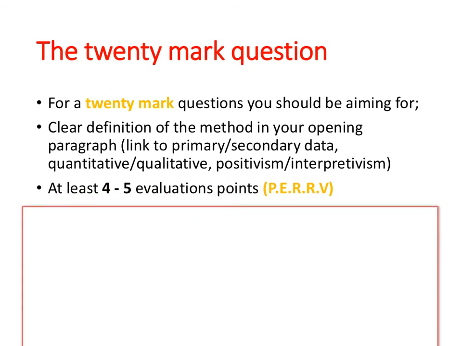Then you need to make around about 4 to 5 evaluation points. So if the question is asking you to look at the strengths and weaknesses of a method, you would need to identify and then explain at least 2 strengths and at least 2 weaknesses of the method, but obviously more if you have the time to do so. And when you're evaluating the method, think about practicality, ethics, reliability, representativeness and validity. And here's a very easy way to remember these evaluation issues.